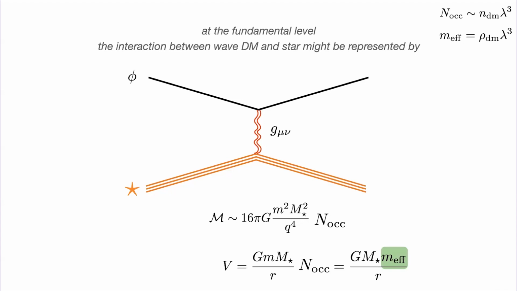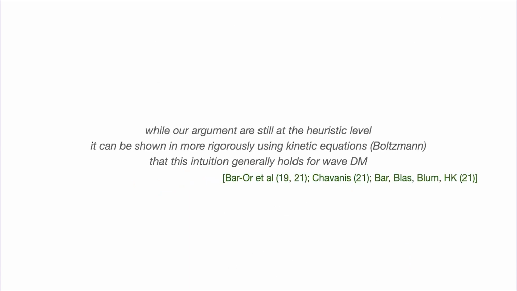So in this way, we can easily understand the interaction between wave dark matter and the stellar object by simply recycling this gravitational potential, but replacing the particle mass with the effective mass. Again, this remains very heuristic, but we can, in principle, do it in a more rigorous way. We can use kinetic equations like the Boltzmann equation or Landau equation to show that this quasi-particle picture, the intuition coming from this simple picture, is more or less correct in many cases.